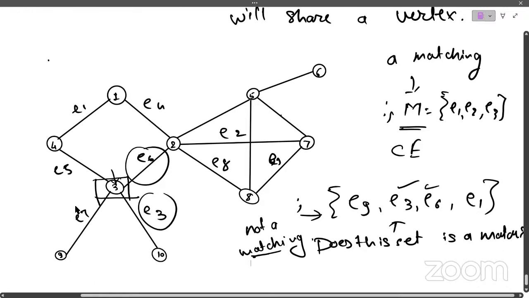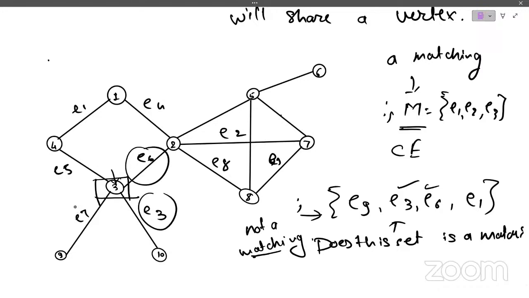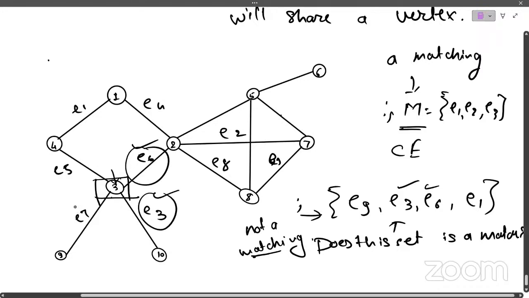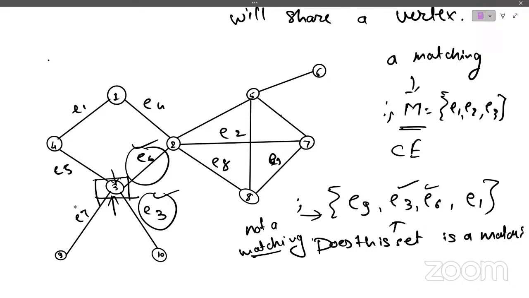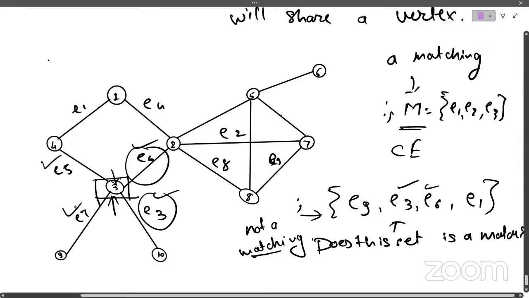Matching, basically you just collect all those edges which are not sharing any common vertex. For example, here E6 and E3 share a common vertex, which is 3, right? E5 and E7 also share a common vertex 3. So in a matching set, we cannot take E5 and E7 together.